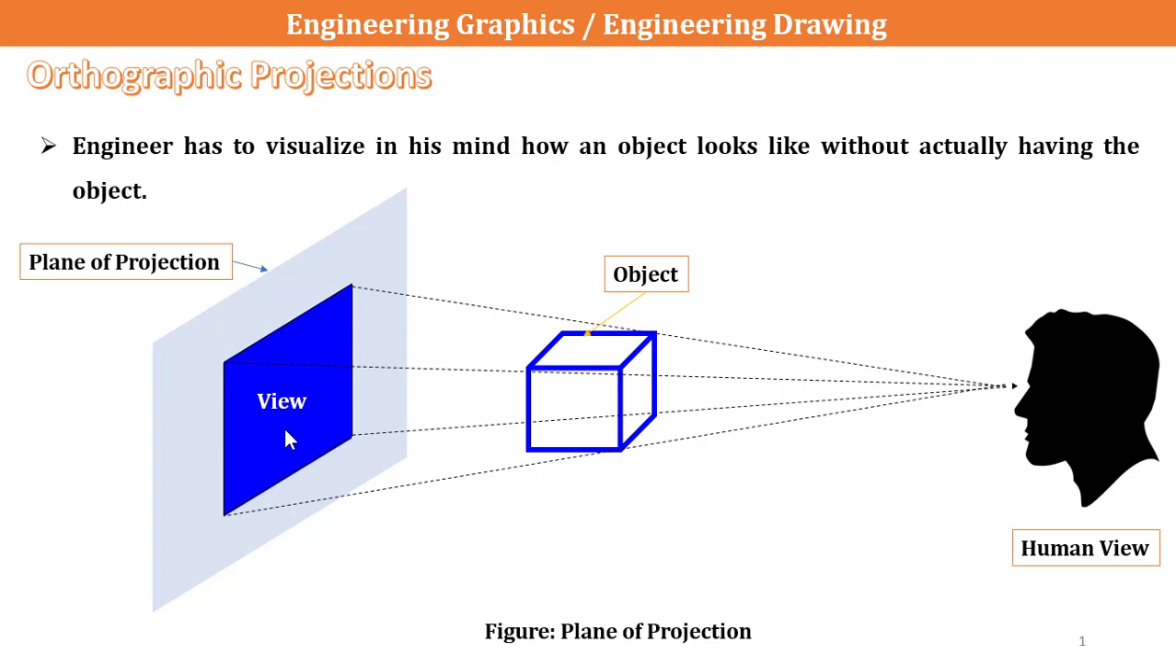Since he is seeing from the front side, I can term it a front view. Suppose he is seeing from the top surface, that is, from the top he is trying to visualize, then we may term it a top view. If the same engineer visualizes from the side, we will term it a side view. If you observe here, these viewing lines are called projectors, this is the object, this is the plane of projection, and this is the view which he is going to see.